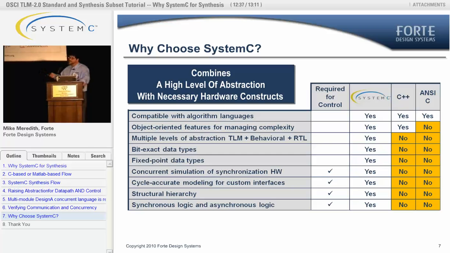So that's kind of the why choose SystemC for synthesis. To give a summary, it's because for high level synthesis of hardware, you want a high-level language that has hardware constructs. And SystemC is the standard high-level language that has hardware constructs. So in a gross way, that's the answer to why SystemC.